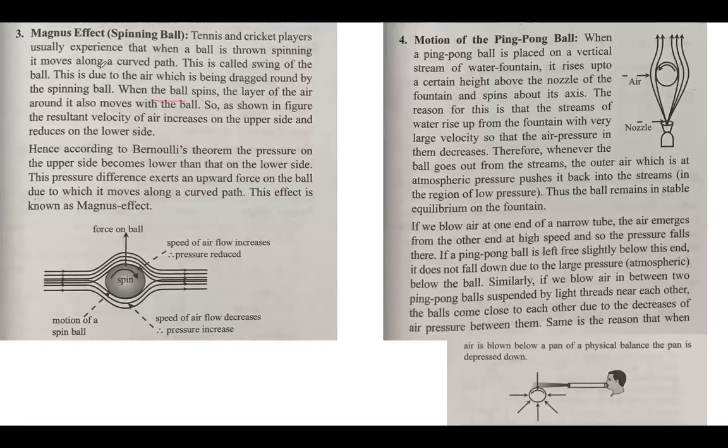Now other applications of Bernoulli's theorem. So Magnus effect, spinning ball. Tennis and cricket players usually experience that when a ball is thrown spinning, it moves along a curved path. Ball spins, right? So this is called swing of the ball. This is due to the air which is being dragged around by a spinning ball. When the ball spins, the layer of air around it also moves with the ball. As shown in the figure, the resultant velocity of air increases on the upper side and reduces on the lower side.